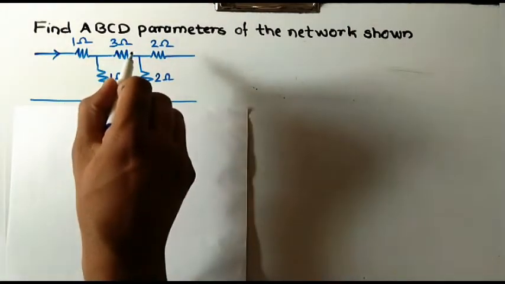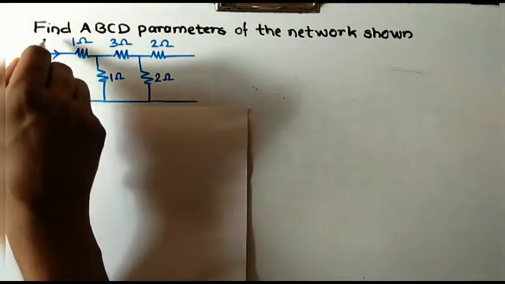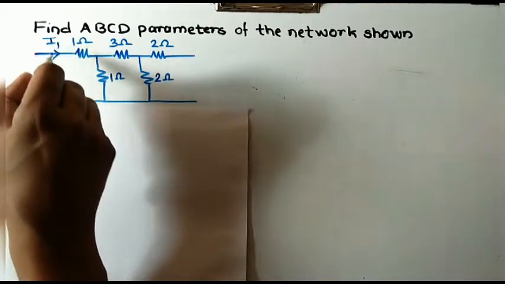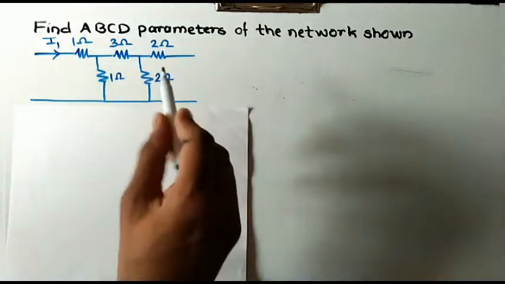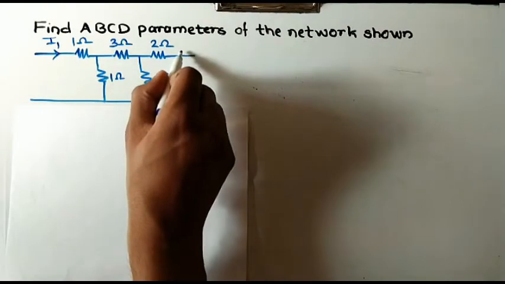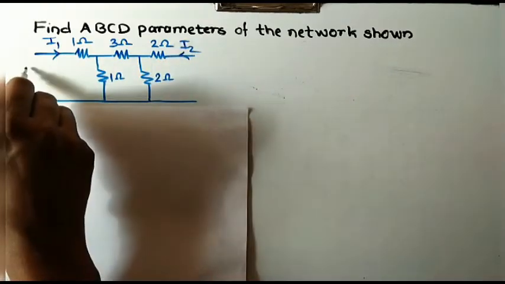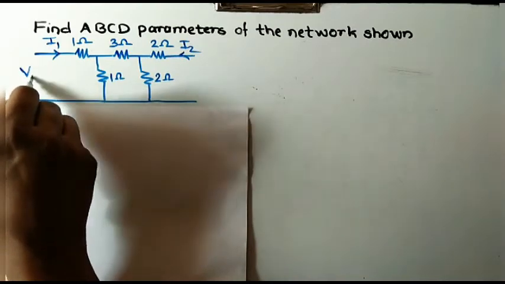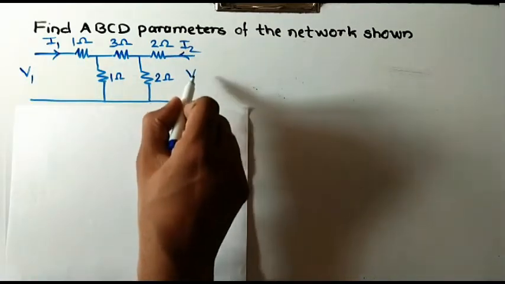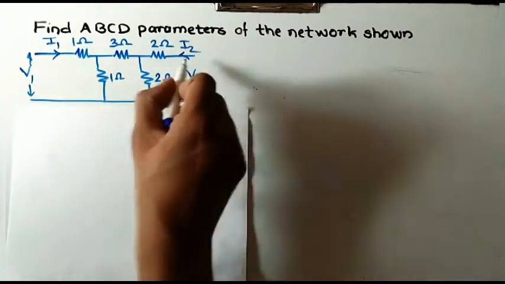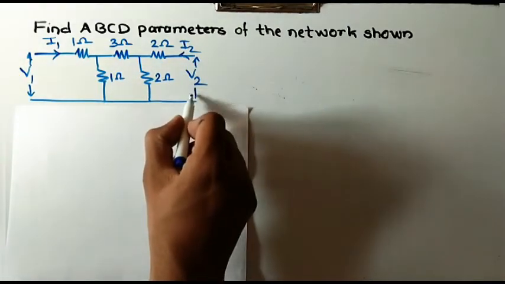So here we have to find ABCD parameter. So we will assume some current. Here the current at input port is I1 and current at the output port is I2, and voltage at the input port, this is V1, and let the voltage at port 2, that is output port, is V2.